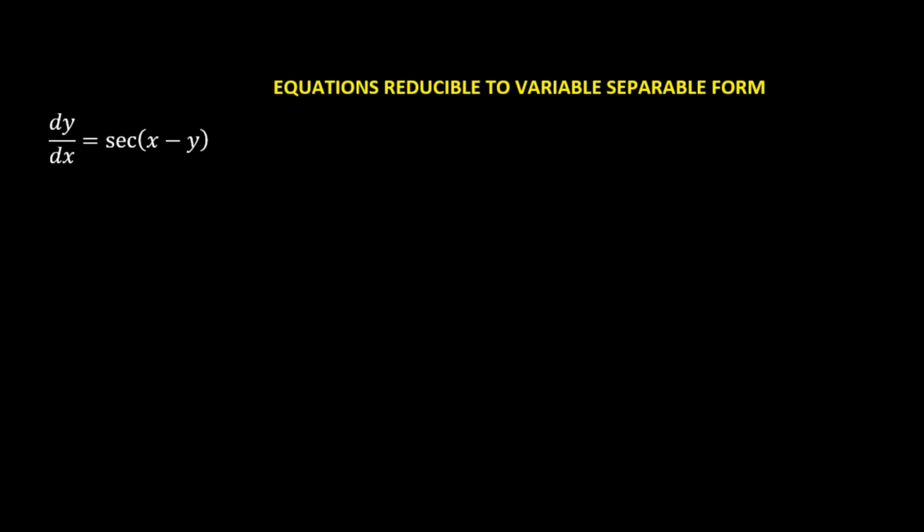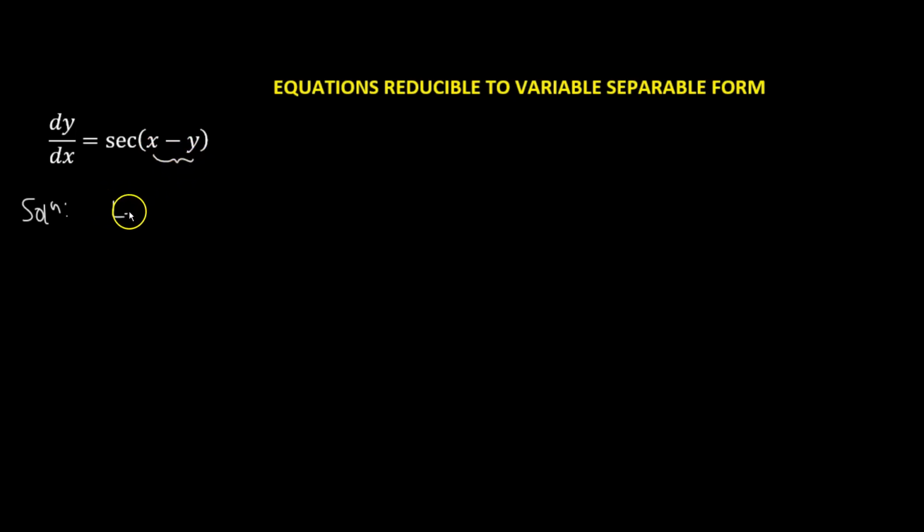Hi, so here we have a differential equation. We'll try to solve this by using the method of variable separation. Although when we look at it at first glance, this particular differential equation cannot be separated. That's because we have an x minus y term.